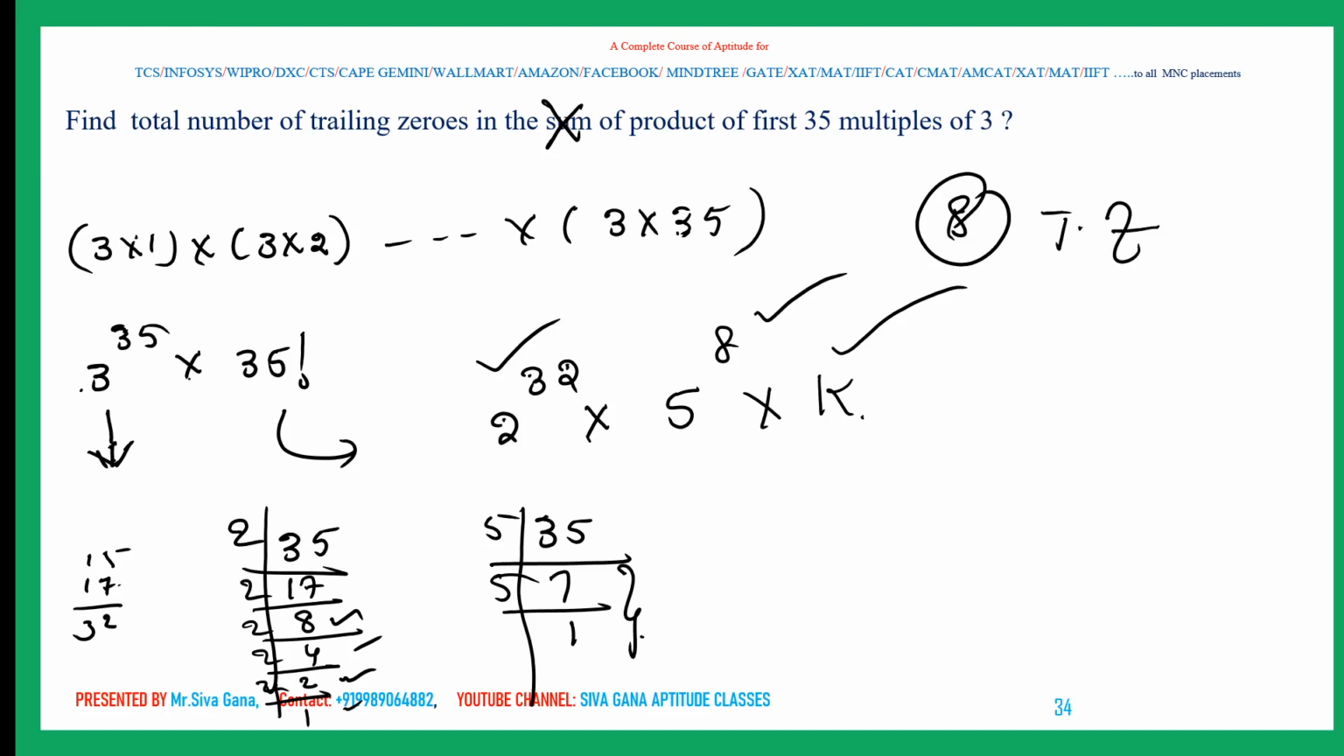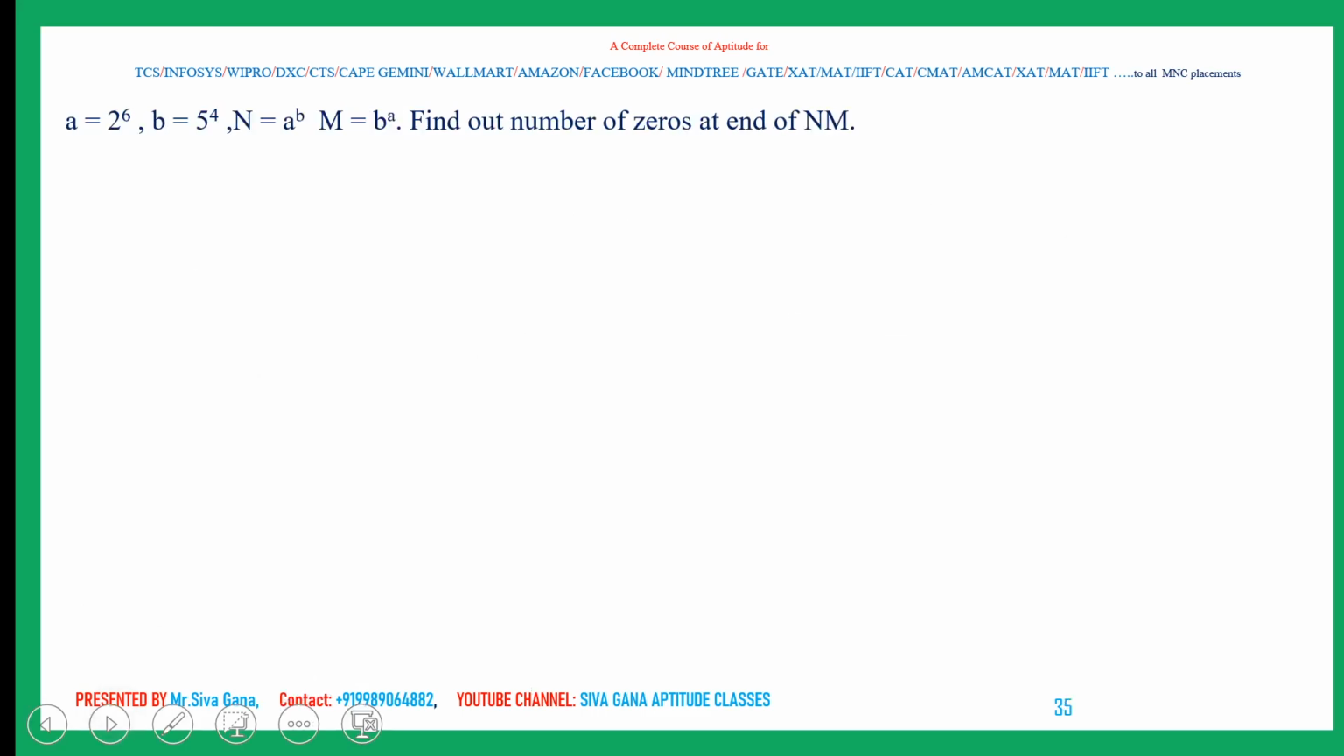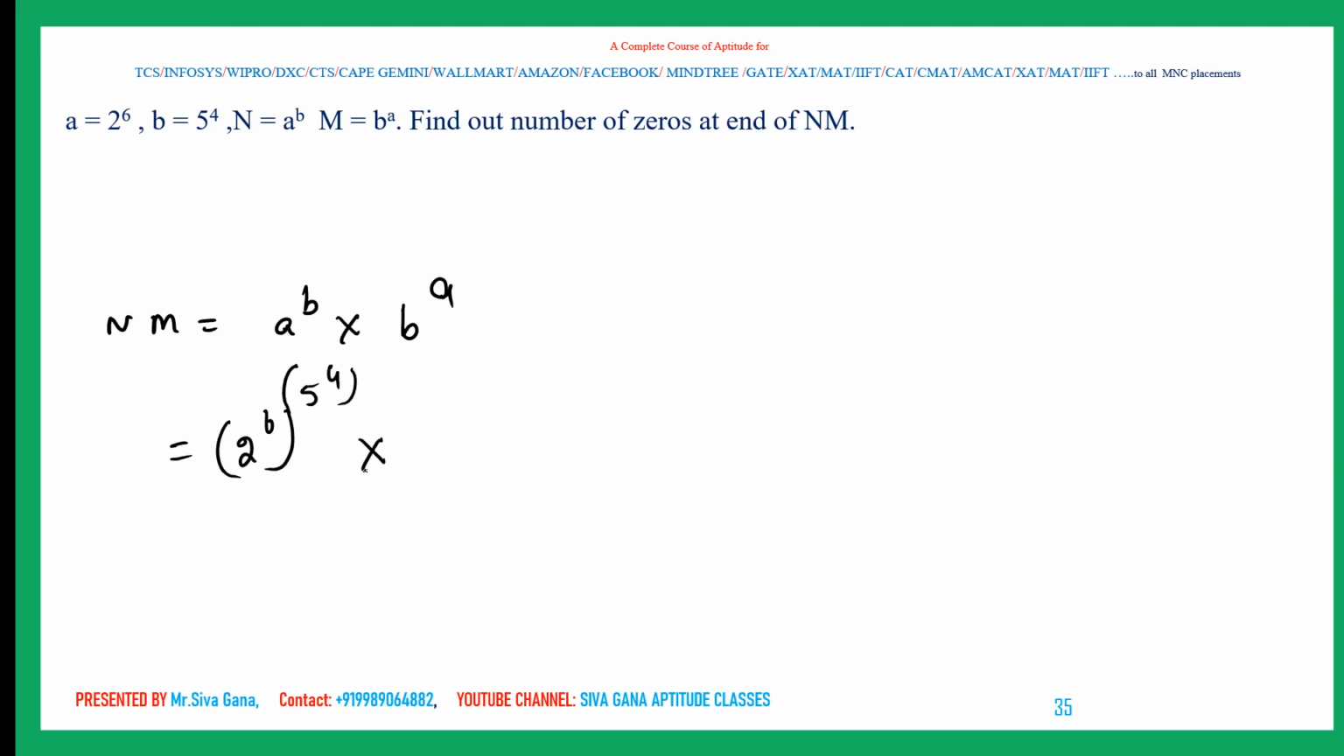Previously asked question, number of trailing zeros. Now this is also a previously asked question. A is 2 power 6, B is 5 power 4, N is A power B, M is B power A. Number of trailing zeros in N into M. N is nothing but A power B. M is nothing but B power A. A is nothing but 2 power 6, and B is nothing but 5 power 4.